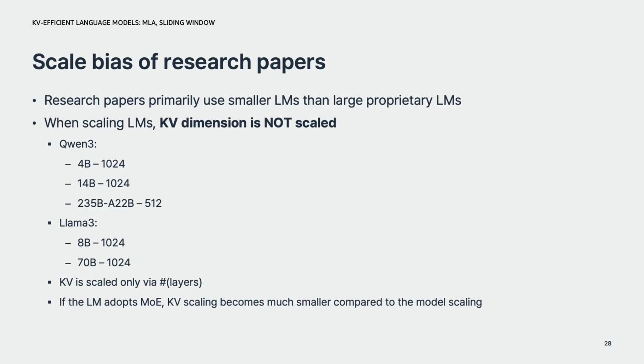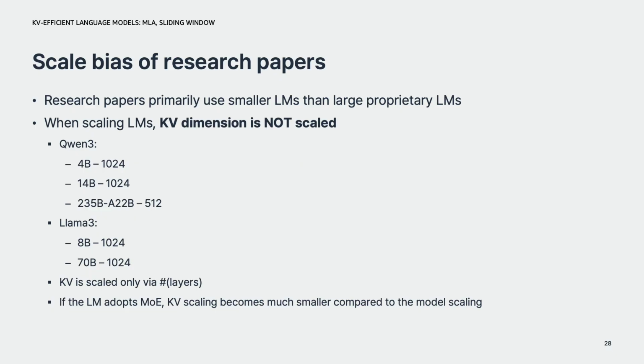So let's look at a couple of examples. If you look at Qwen 3, the KV dimension of the 4 billion model is 1024, which is the same for the 14 billion model. And somewhat surprisingly, this is slashed in half for the 235 billion model.